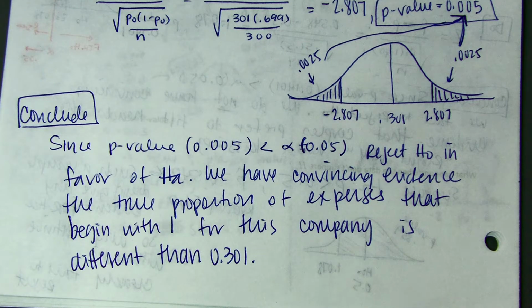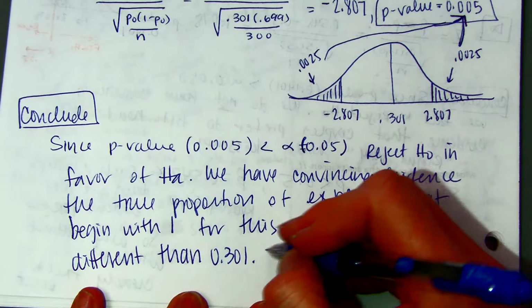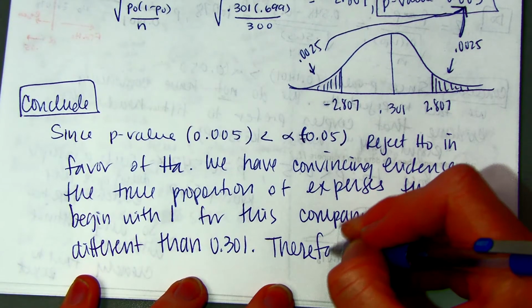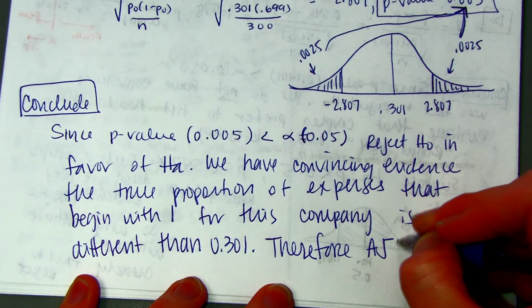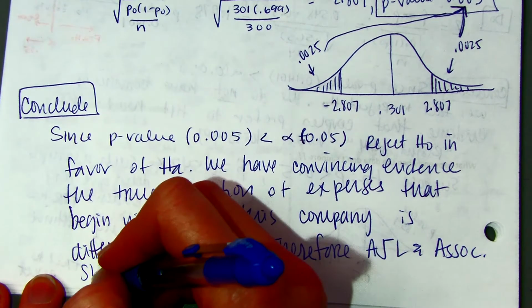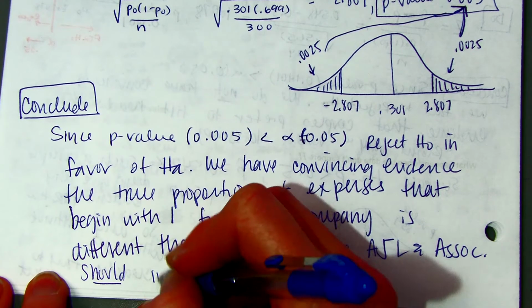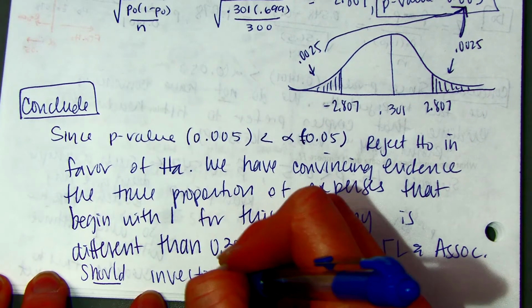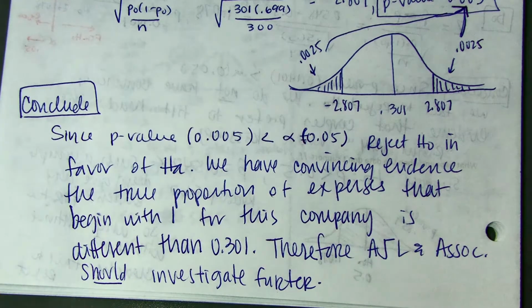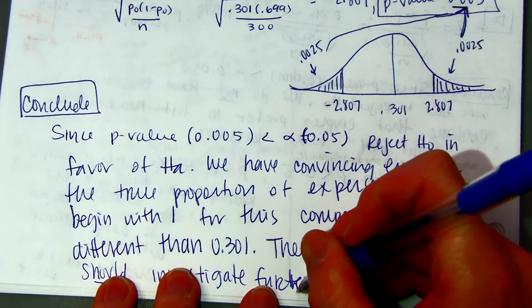So yeah, if the proportion of digits are significantly different, then that could mean that there is fraud. So you want to make sure to answer any additional questions that are there in the problem. Therefore, AJL and Associates should investigate further. That's further with an H.